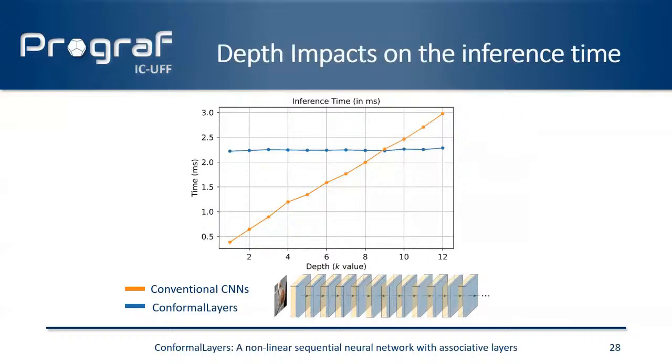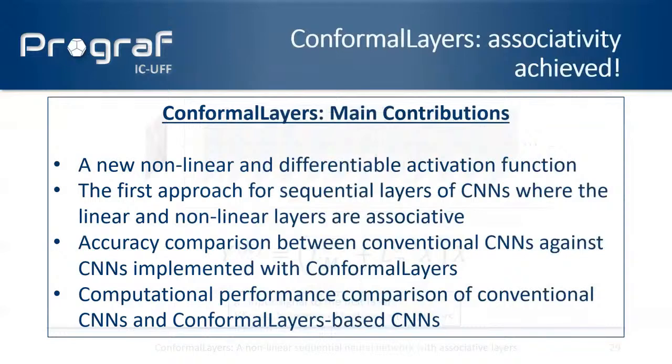As we showed before, that's the depth impact on the inference time. As we increase the number of layers, we notice a constant inference time for conformal layers. Our main contributions are a new nonlinear and differentiable activation function, and the first approach for sequential layers of CNNs where the linear and nonlinear layers are associative.